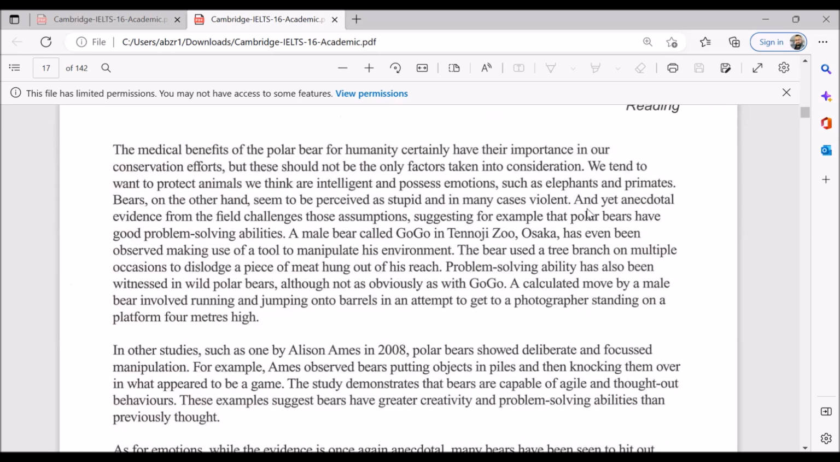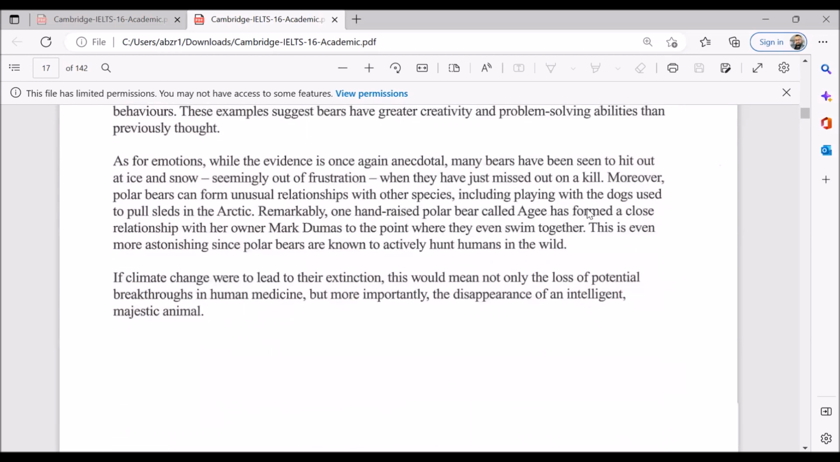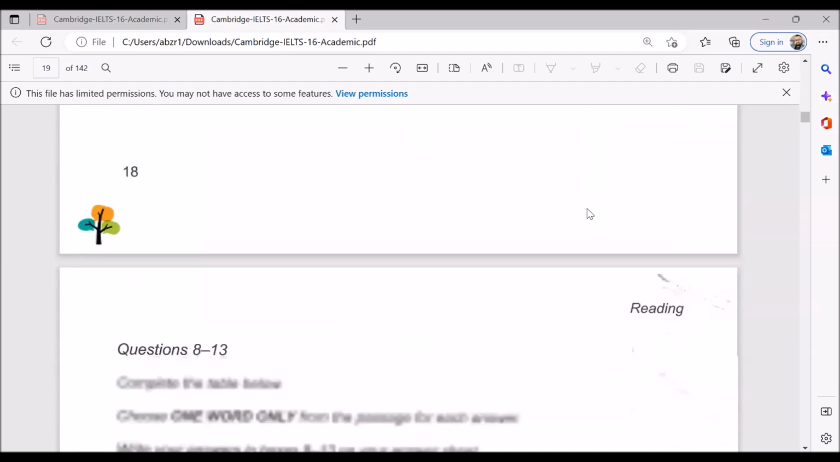Okay, the answer is clear. A calculated move by a male bear involved running and jumping onto barrels in an attempt to get to a photographer standing on a platform 4 meters higher. These are the different methods he's applying. Photographer. I believe that should be the answer. Hold on.